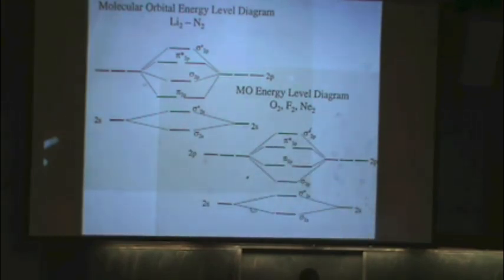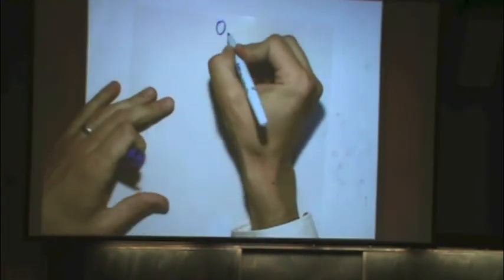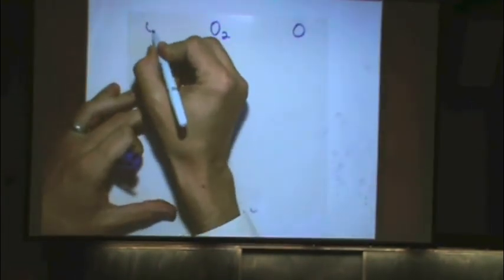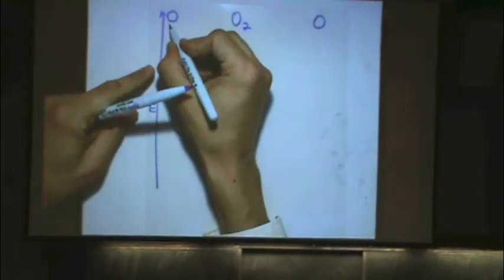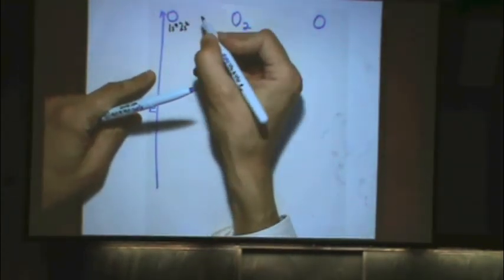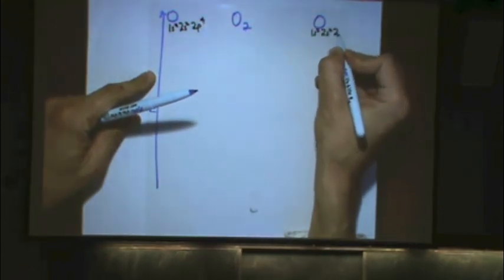So for fun, let's do this for oxygen. Okay? And we'll do it as we would do it for an exam. So if I wanted to do O2, I would write both atoms on either side, and I would draw a y-axis energy level scale. Then I know oxygen is 1s2, 2s2, 2p4.